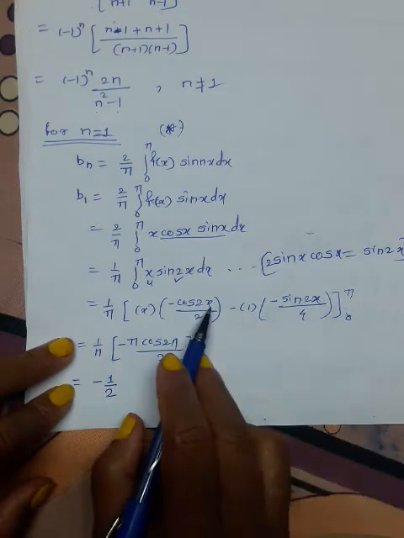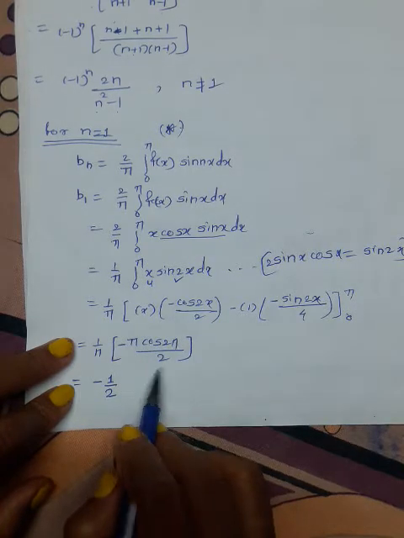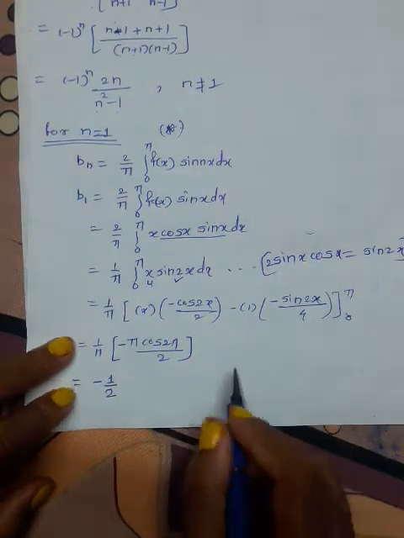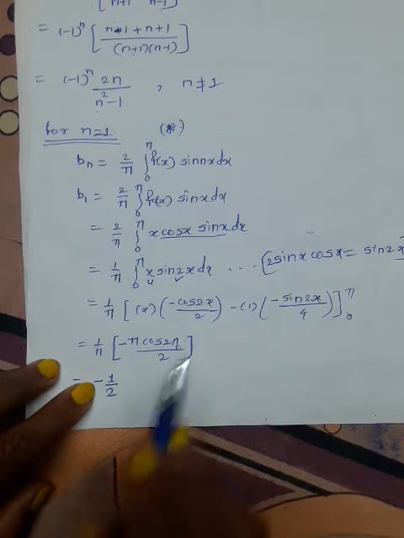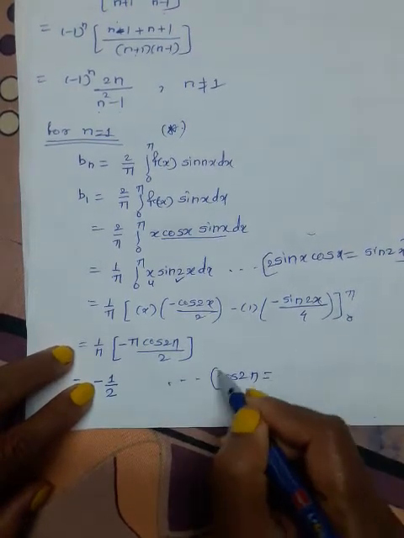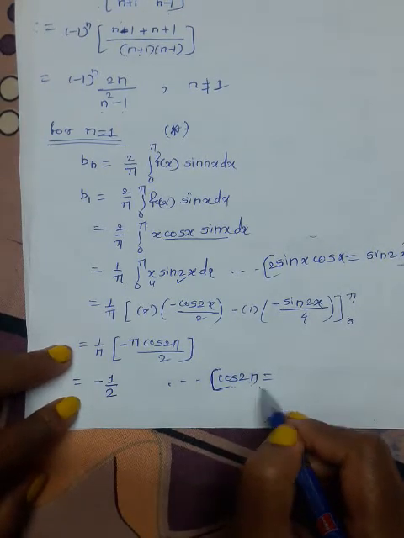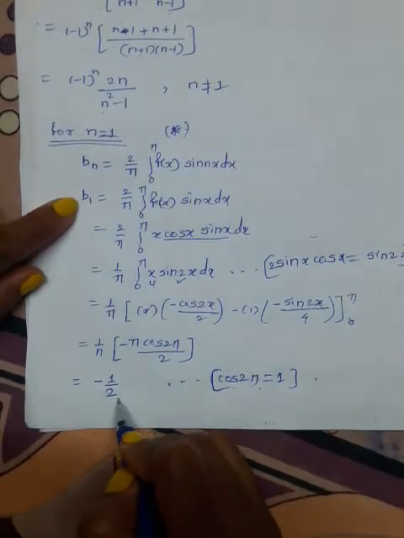Put the value of pi upper limit minus pi cos of 2 pi upon 2. For lower limit it becomes 0 every term. Okay, therefore pi gets cancelled, minus here cos of 2 pi we know 1. You can calculate all these terms on a calculator. Cos of 2 pi means cos 2 into 180, it becomes 1. Okay, minus 1 by 2 is the answer for b1.